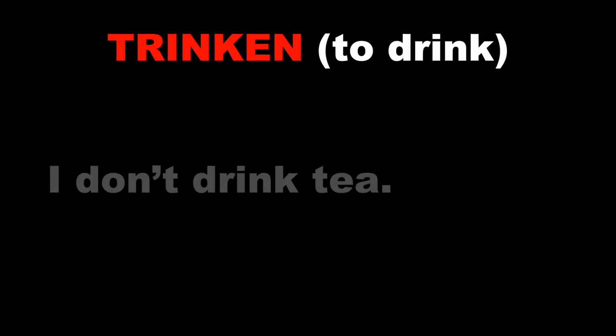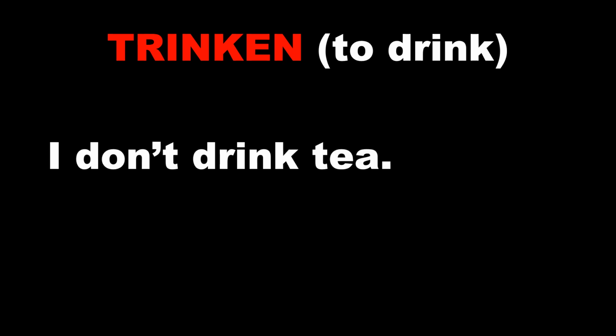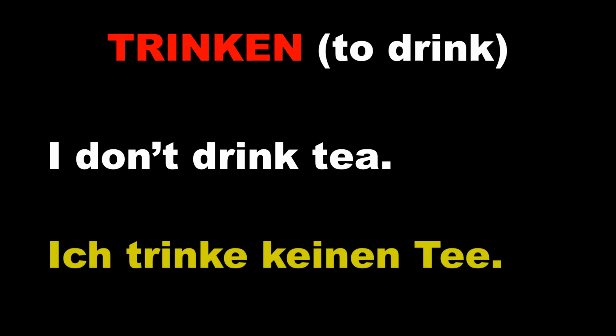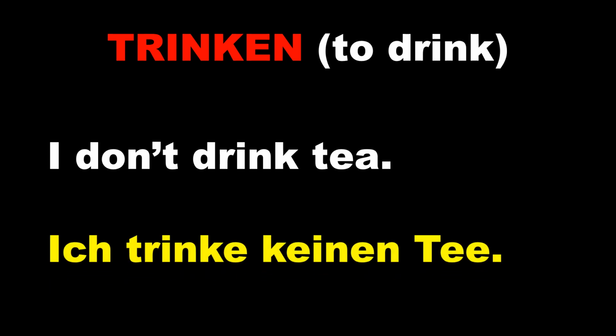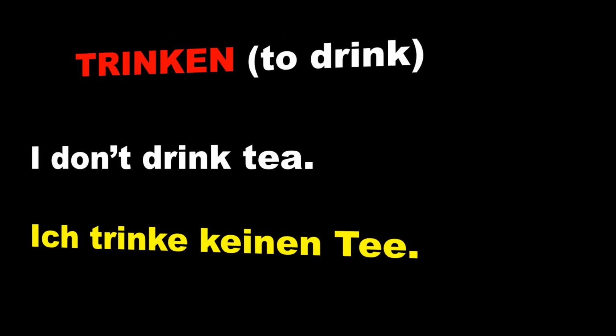Next verb is trinken, to drink. I don't drink tea. Ich trinke keinen Tee. Why keinen? Because it is an accusative object. Masculine, tea is der Tee. That is why we have used keinen Tee. So I don't drink tea. Ich trinke keinen Tee.